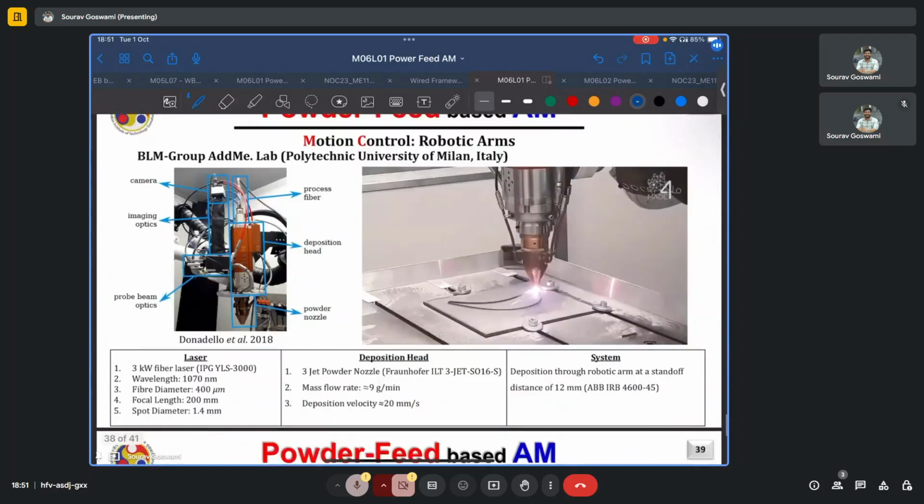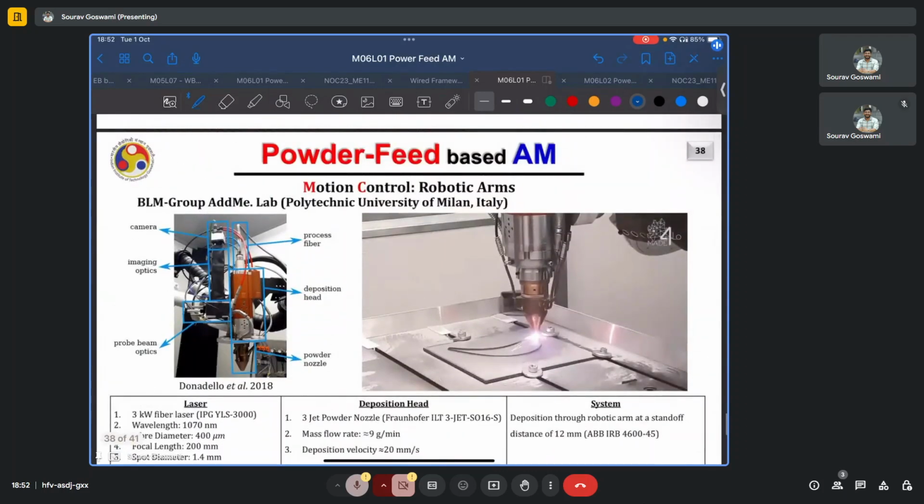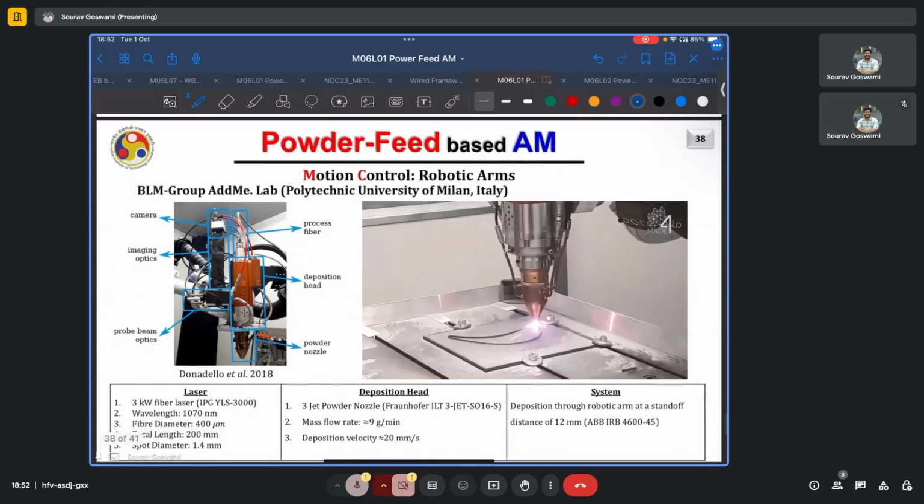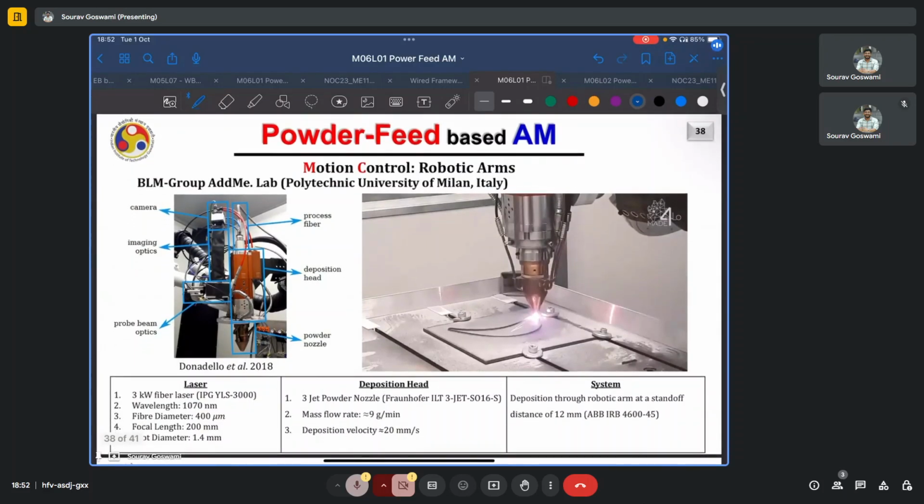Lastly, we have this example of a robotic arm, which is from an Italian group. And here they used a 3 kilowatt laser with 1070 nanometers, so pretty close to your usual 1000 nanometer, and a focal length of 200 mm and a spot diameter of 1.4 mm.